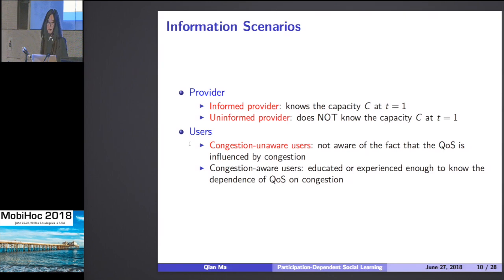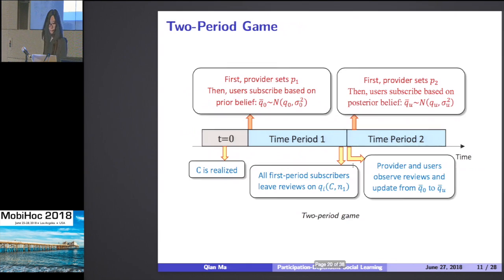And for users, we consider congestion unaware users and congestion aware users. By congestion unaware users, we mean that users are not aware of the fact that the QoS is influenced by the congestion effect. And by congestion aware users, we mean that users are educated or experienced enough to know the dependence of QoS on congestion effect. Due to time limit, I will only talk about congestion unaware users in this presentation.